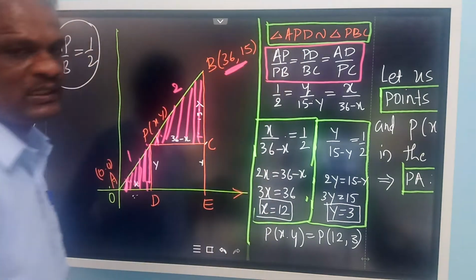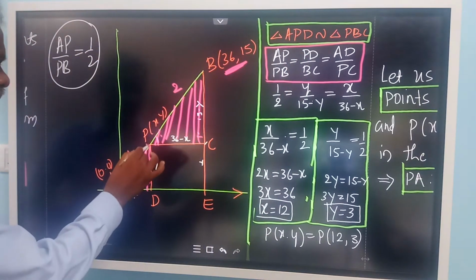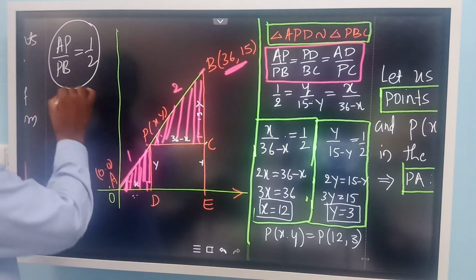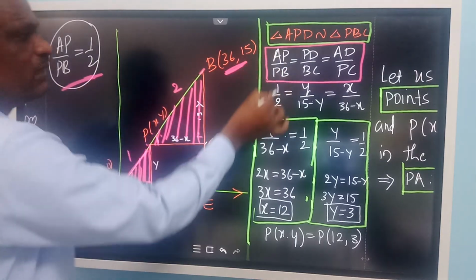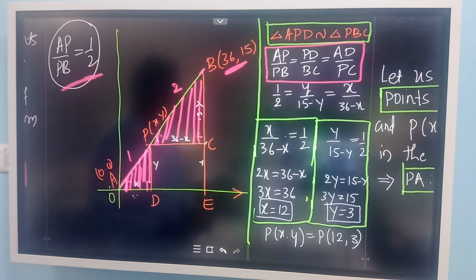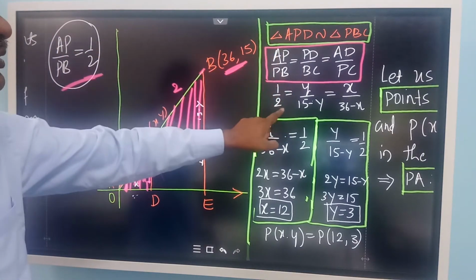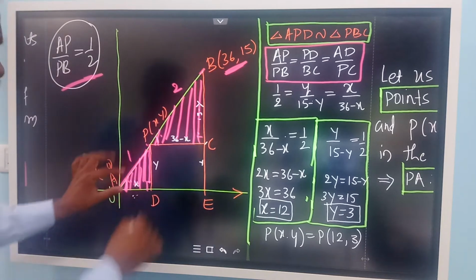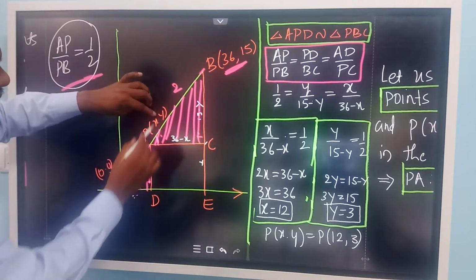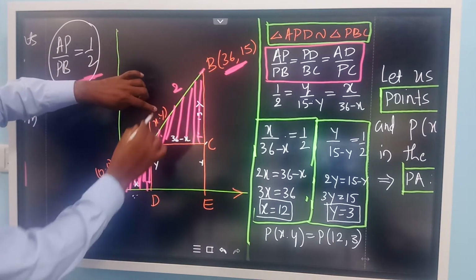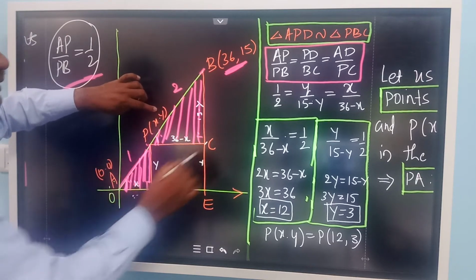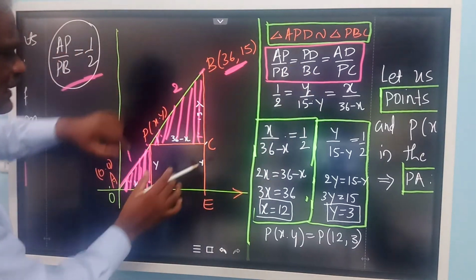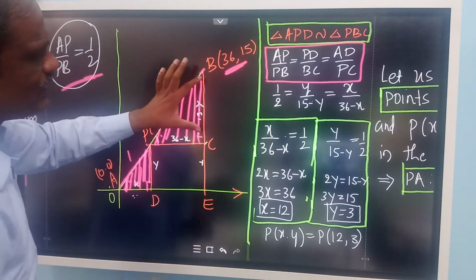Triangles' sides are always proportional. What is the ratio AP by PB? We have taken 1:2. You substitute that. Now what is PD and what is BC? Look at the diagram. PD is this distance, which is y. We have taken that as y. I have written PD. Now BC. What is BC? This distance.